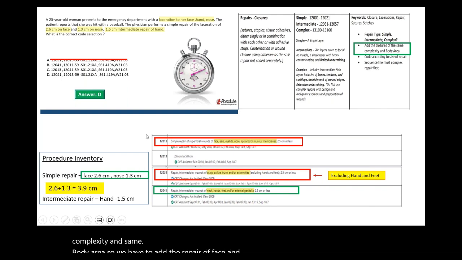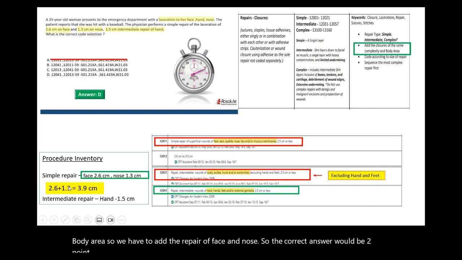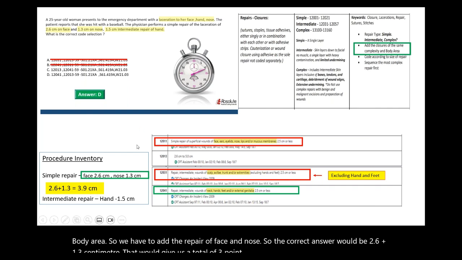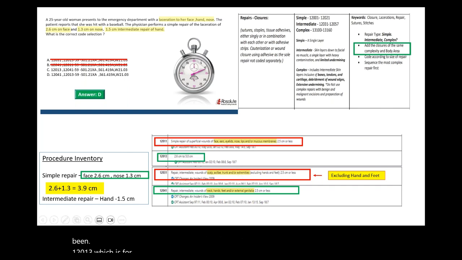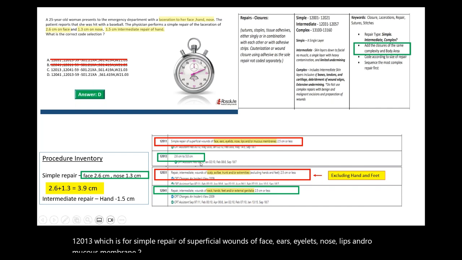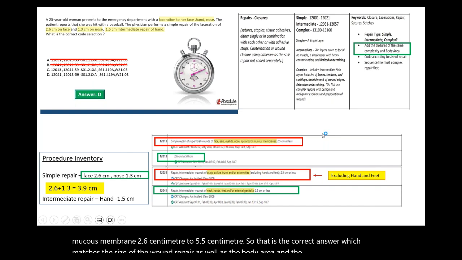So the correct size would be 2.6 plus 1.3 centimeters, which gives us a total of 3.9 centimeters. So the correct code should have been 12013, which is for simple repair of superficial wounds of face, ears, eyelids, nose, lips, and/or mucous membrane, 2.6 centimeters to 5.5 centimeters. That is the correct code, which matches the size of the wound repair as well as the body area and the complexity. So option B is also incorrect.